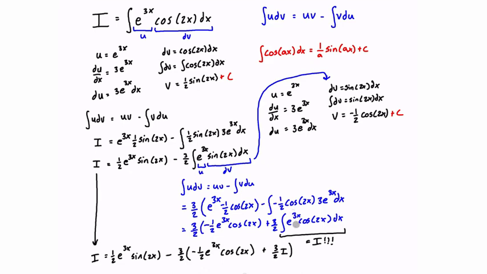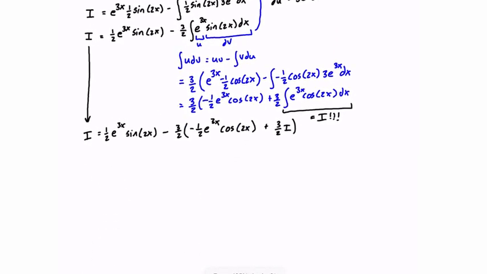If you didn't recognize that this is equal to I, you're just going to go in circles all day long, integrating and integrating and integrating, and you're never going to get anywhere. But when you realize that this is equal to I, this I actually now we can bring over to the other side and simplify some things. So let's actually make some more space for ourselves and keep going.